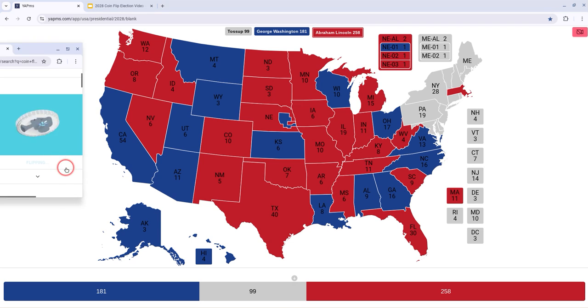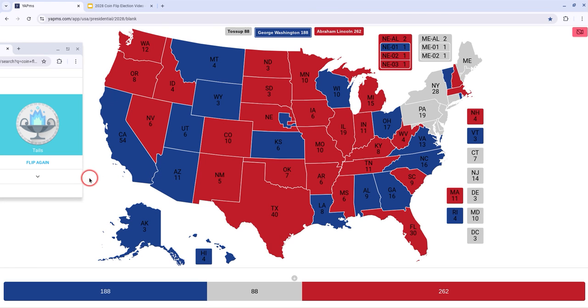Massachusetts with 11 going to Lincoln. Rhode Island with 4 going to Washington. New Hampshire with 4 going to Lincoln. Vermont with 3 going to Washington. Connecticut with 7 going to Lincoln. Oh, he's right there. New Jersey with 14 going to Lincoln. Okay. Abraham Lincoln won the U.S. presidency for a third term.